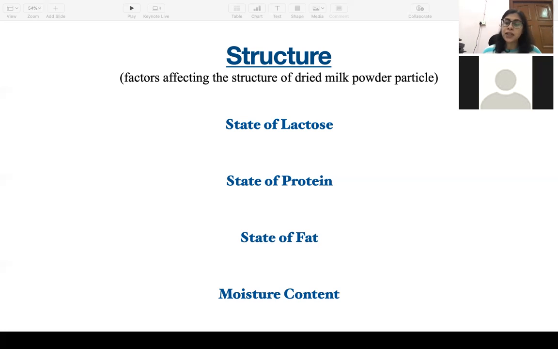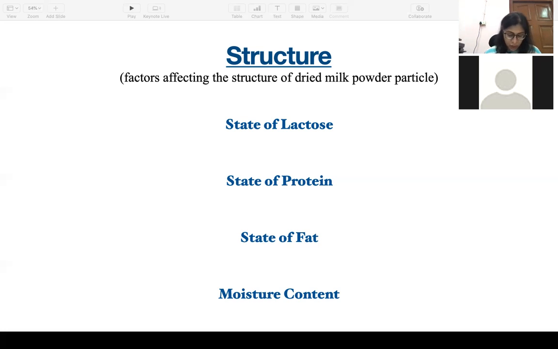Any concerns regarding state of protein? No, ma'am. Okay. Now state of fat. Fat is mostly of two types. One is the fat which is covered by a thin layer of protein, like a membrane, and the second one is free fat. This free fat is de-emulsified fat. So in dried milks, fat either exists as globules surrounded by a membrane of proteinous nature, or as free fat. The free fat is the de-emulsified fat.